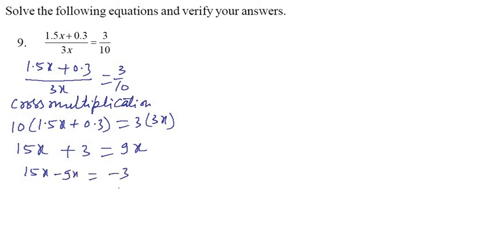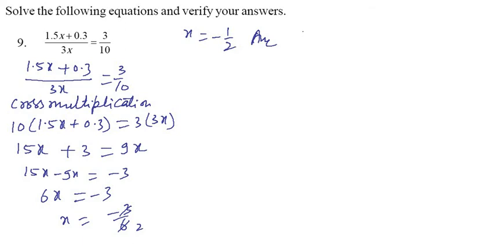3 is transferred to the right hand side. So 15 minus 9 is 6x, and that is minus 3. So x is equal to minus 3 upon 6. So 3 times 1 is 3, 3 times 2 is 6. So x is equal to minus 1 by 2. So that is your answer.